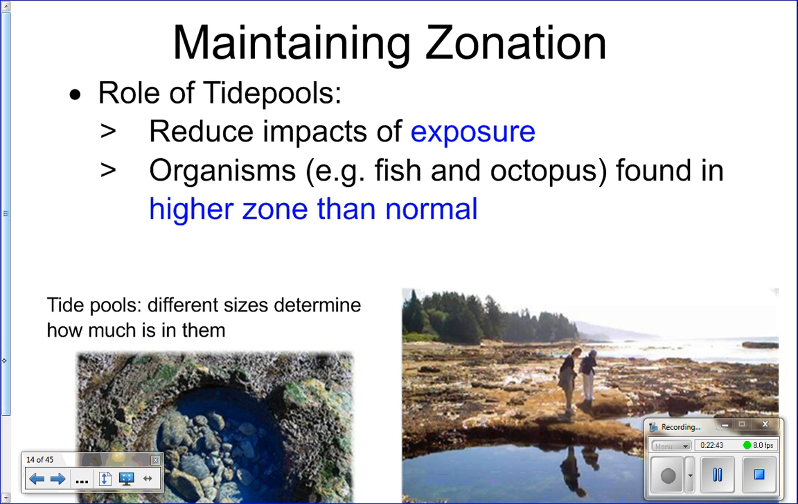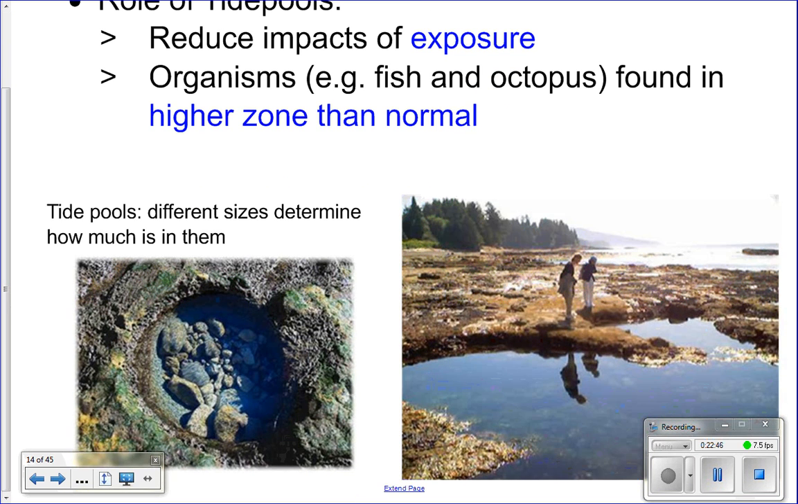You can see there's different sizes of tide pools, right? And again, obvious, but if you have a bigger tide pool, more animals can live there. Smaller, fewer. Makes sense?